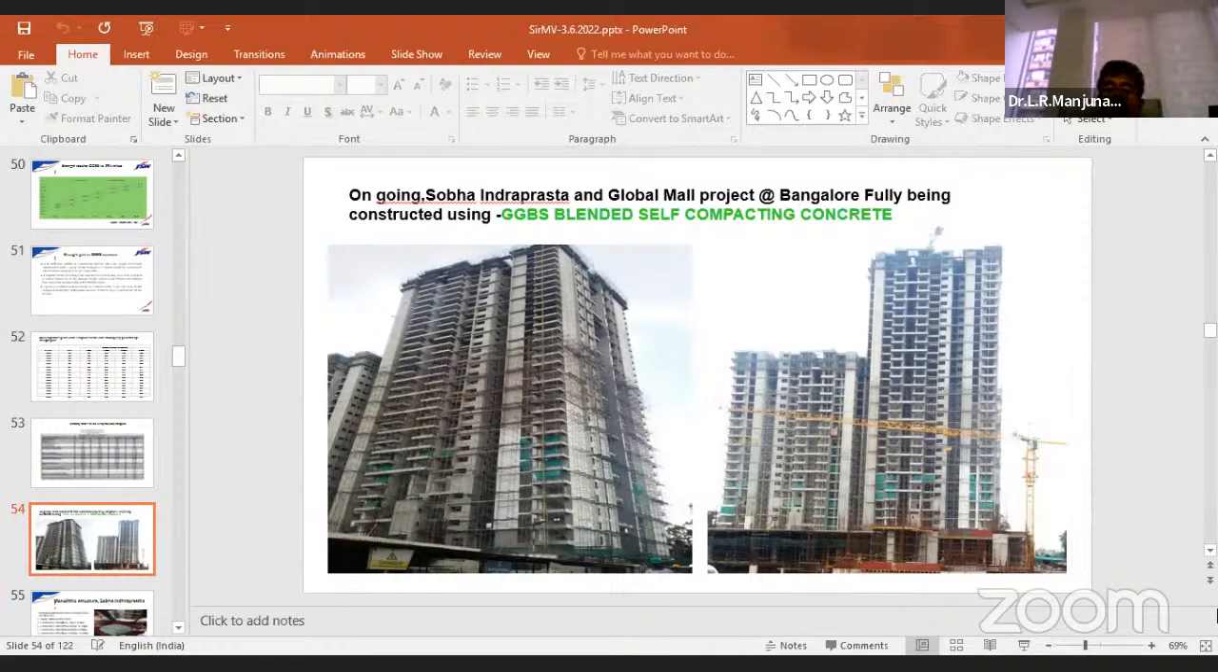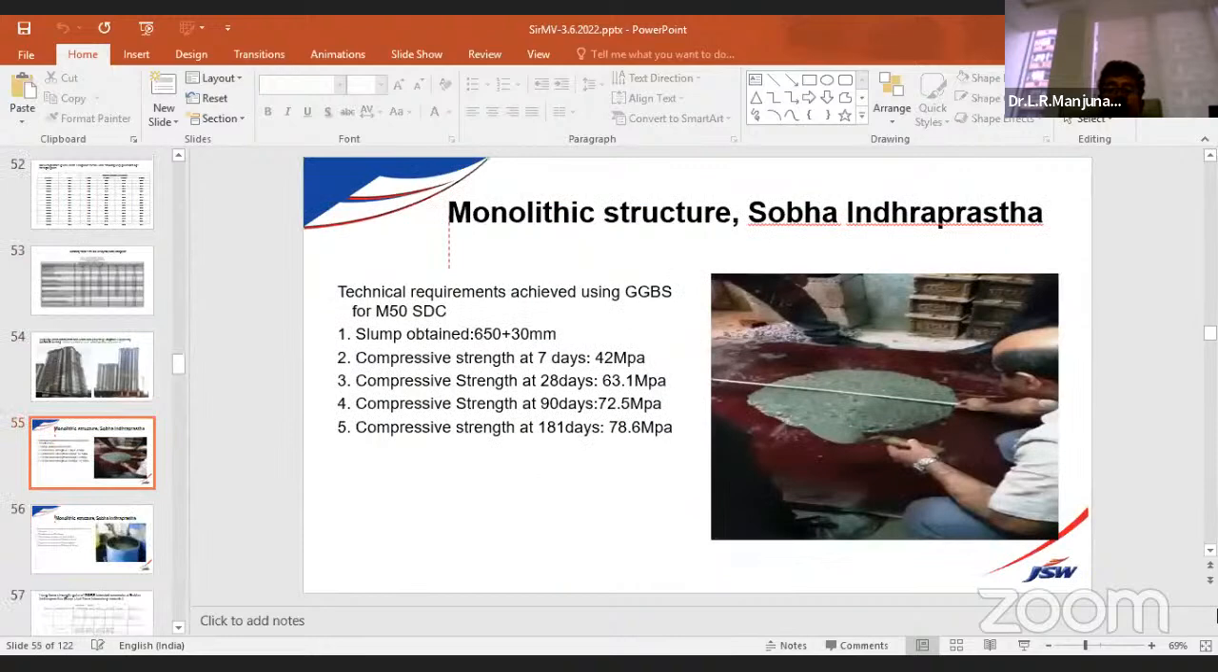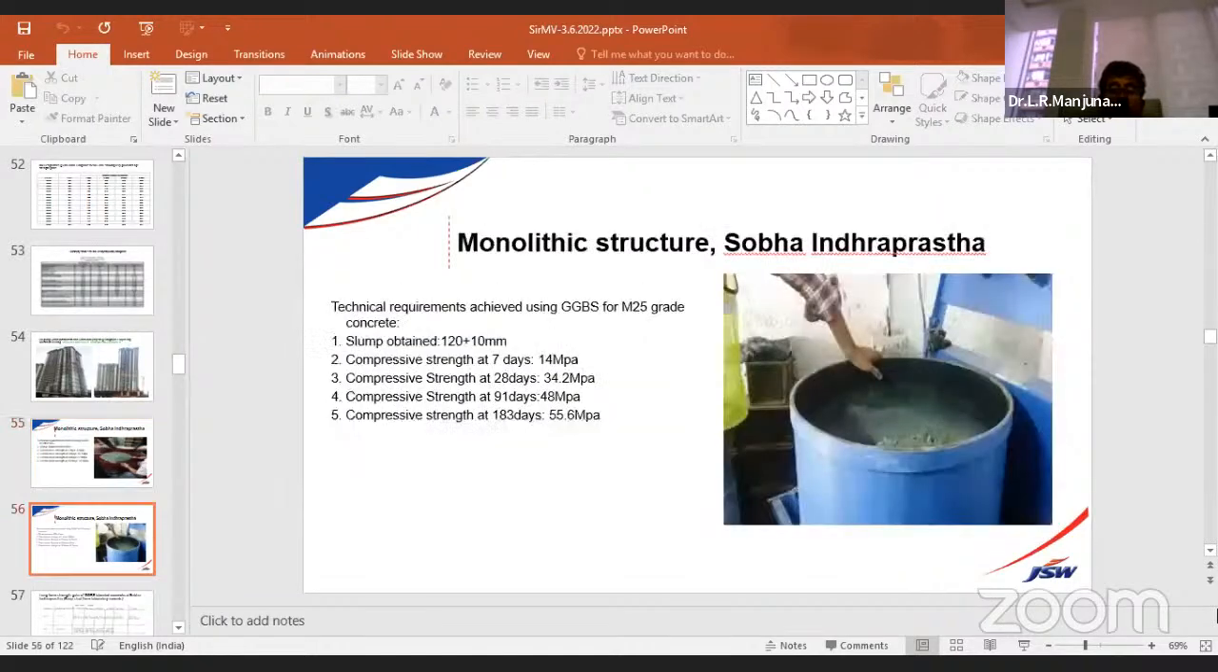There, they had a cycle time of 4 to 5 days. They have utilized 50% GGBS for M25 grade of concrete. You can see the flowable characteristics, and how the strength improvement is there. The M50 grade becomes 78 MPa at 181 days. I was a witness to this experiment myself personally. And here, M25 grade concrete has become 55.6 MPa in 183 days.